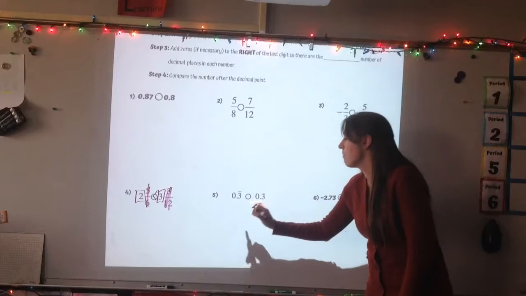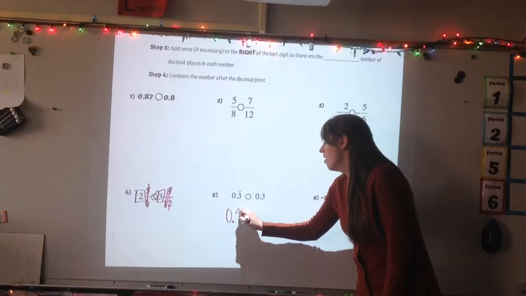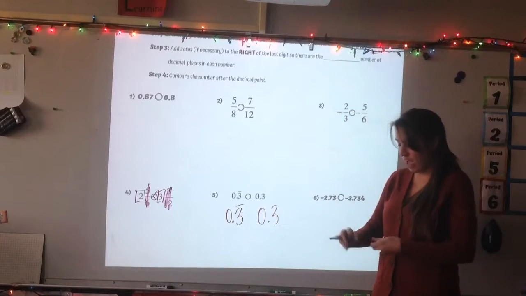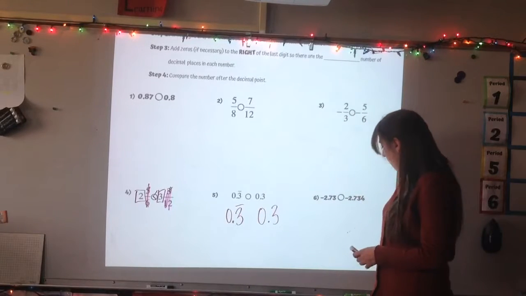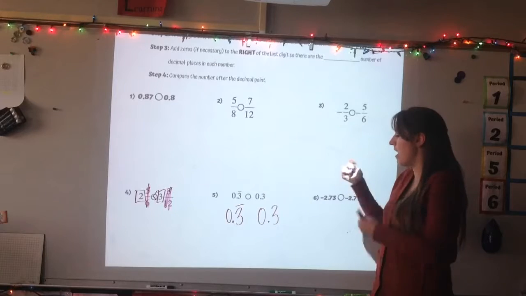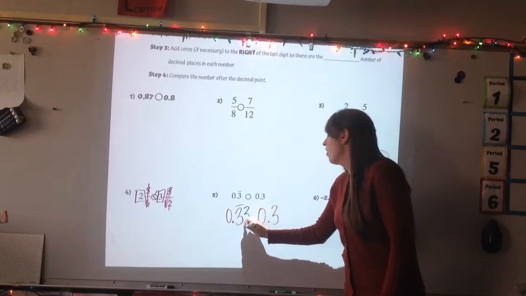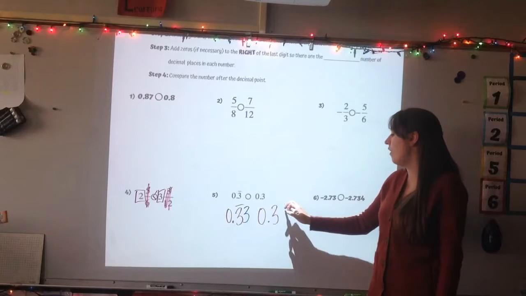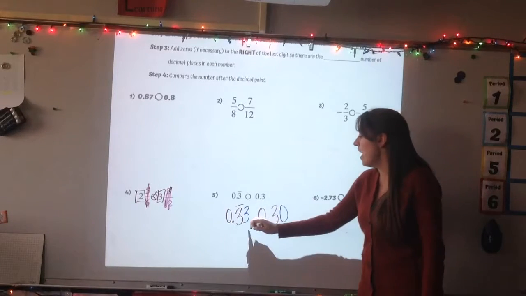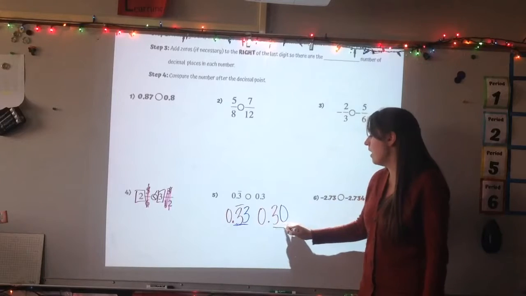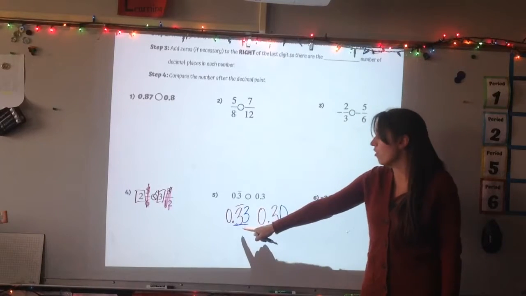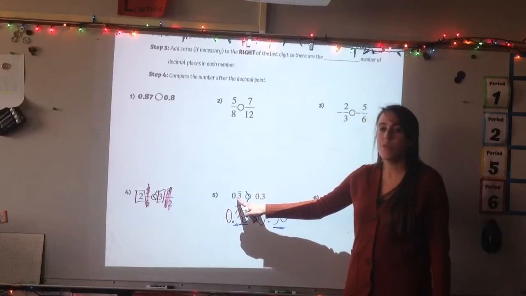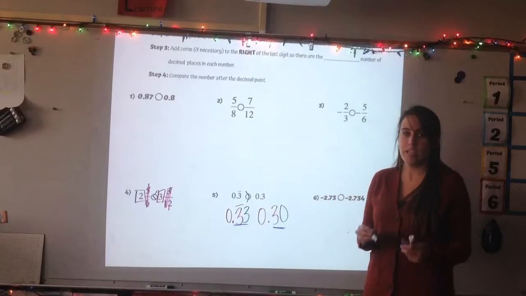So what I'm going to do is rewrite these decimals below. And I'm going to remember that if it's a repeating decimal, it's a 3 followed not by a 0, but by another 3. Versus this 3, since it doesn't have the repeating bar, is followed by a 0. So now I'm comparing 33 to 30. And I know 33 is bigger than 30, so 0.3 repeating is greater than 0.3.